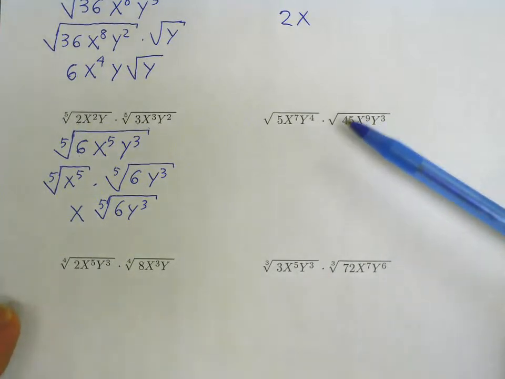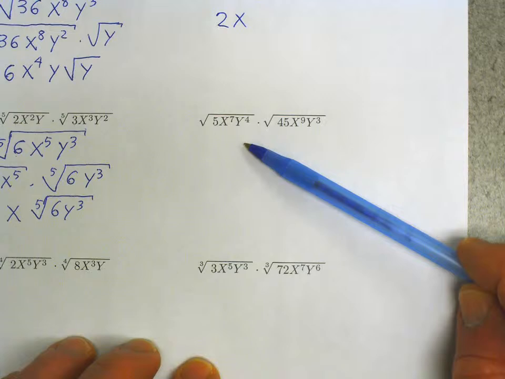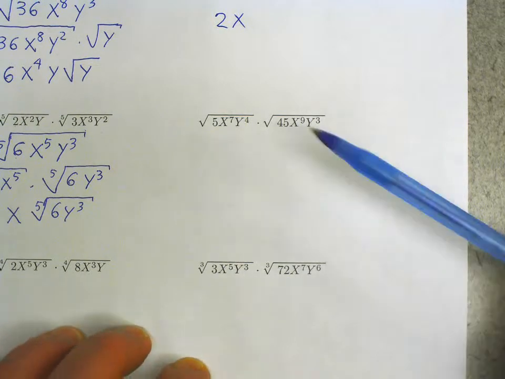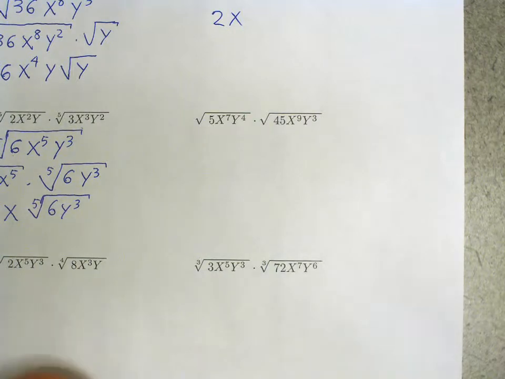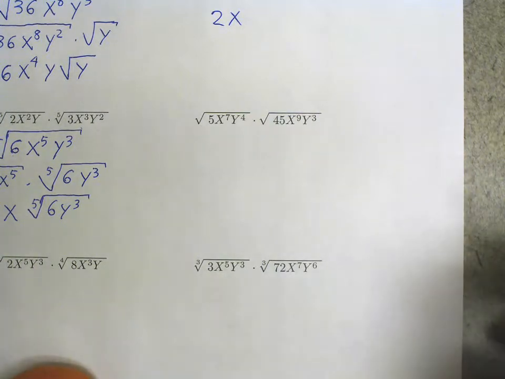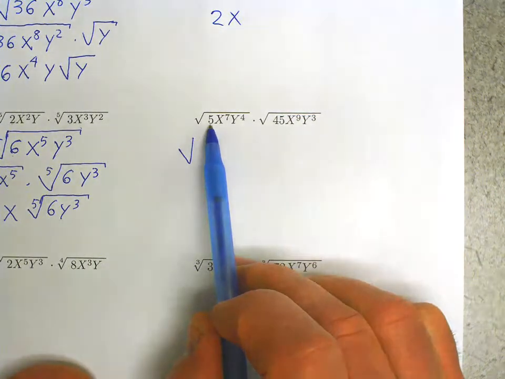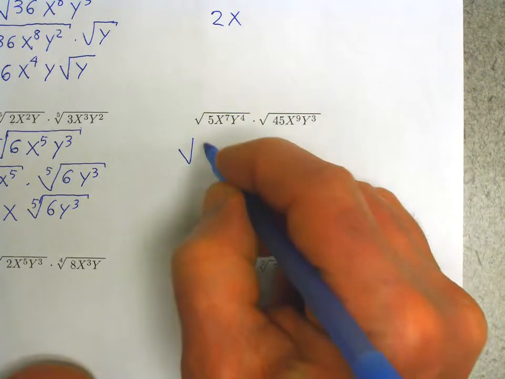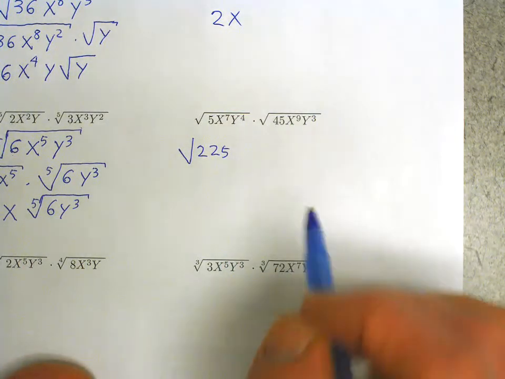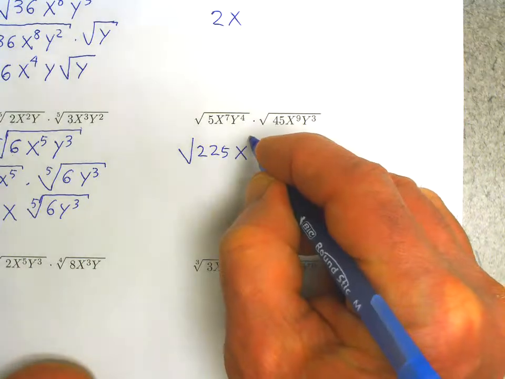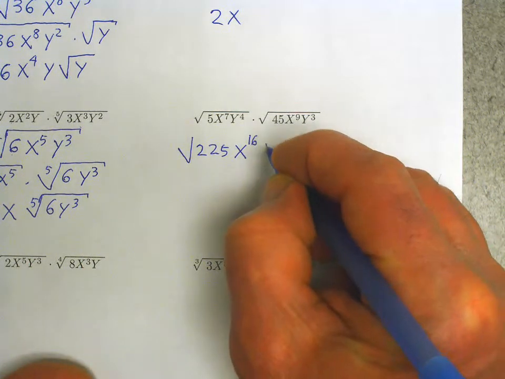In the next product, the square root of 5x to the seventh y to the fourth times the square root of 45x to the ninth y to the third. Since we're multiplying two square roots, we can write it as a single square root. And 5 times 45 is 225. X to the seventh times x to the ninth is x to the 16th. And y to the fourth times y to the third is y to the seventh.